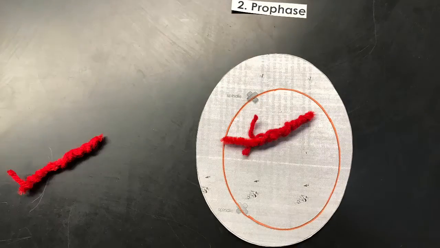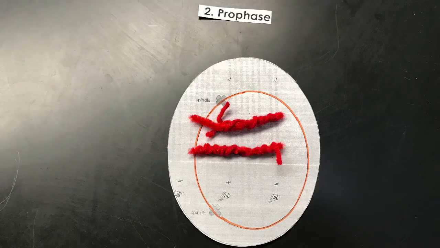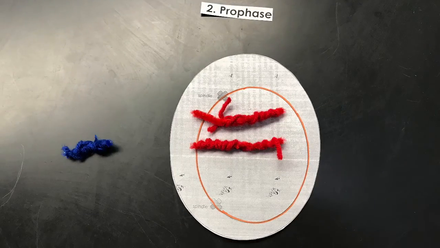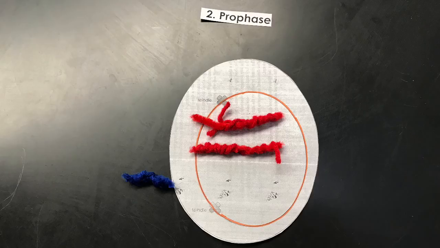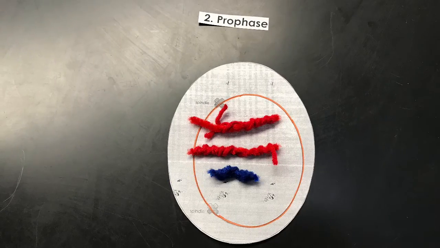In prophase, the DNA winds up into organized structures called chromosomes and become visible. Each half of a chromosome is called a chromatid and contains the same genetic information. The spindle apparatus begins to form and move towards the middle.